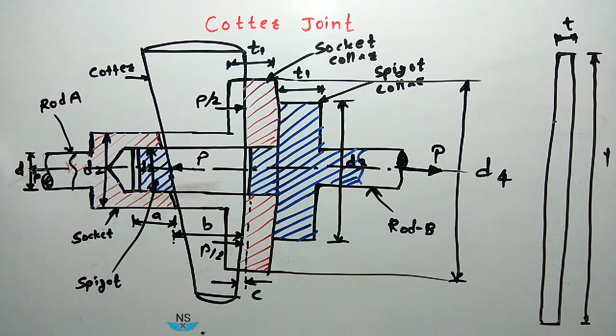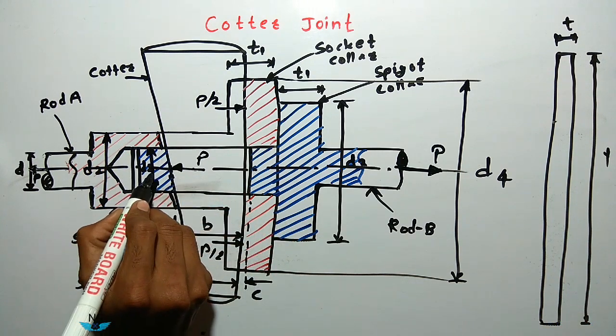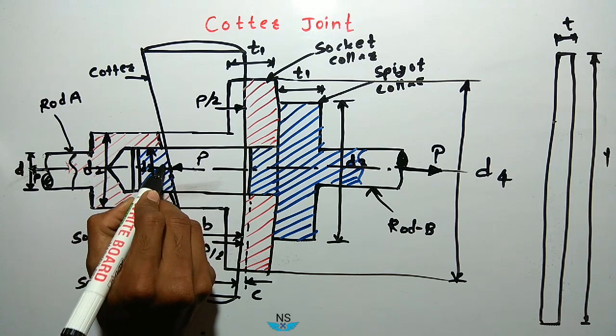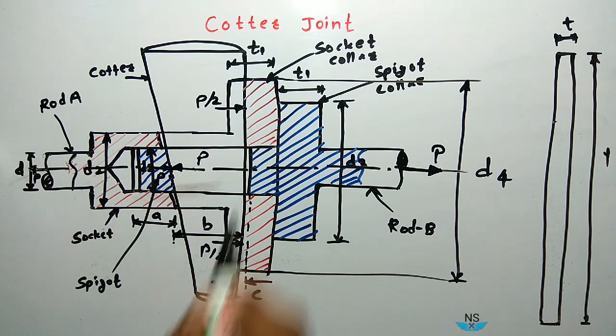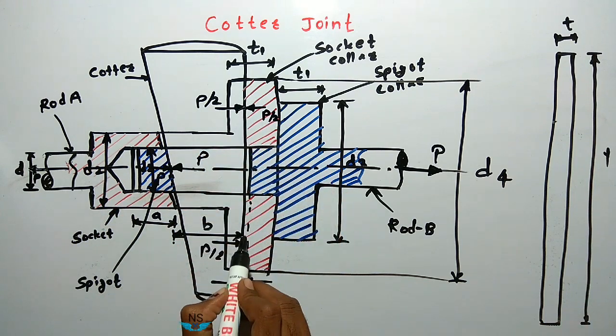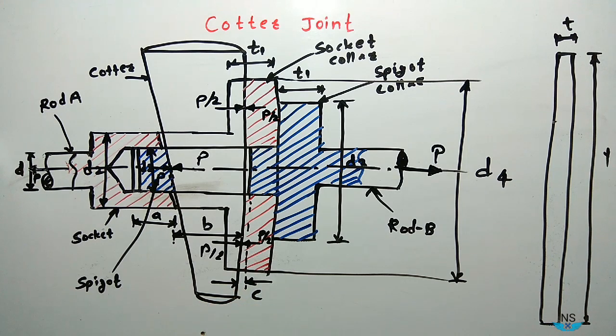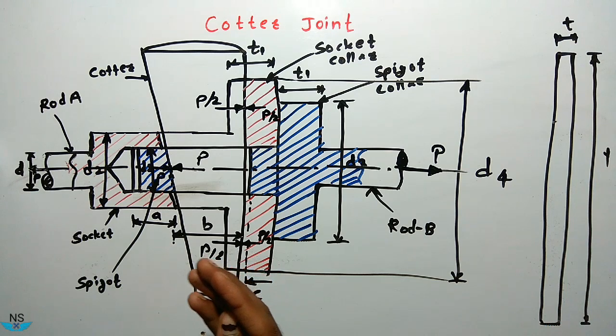Now how is the cutter balanced? P is acting here. So on the cutter an equal and opposite force acts here. In this way you can balance all the forces. In the next diagram we will see how the forces balance.